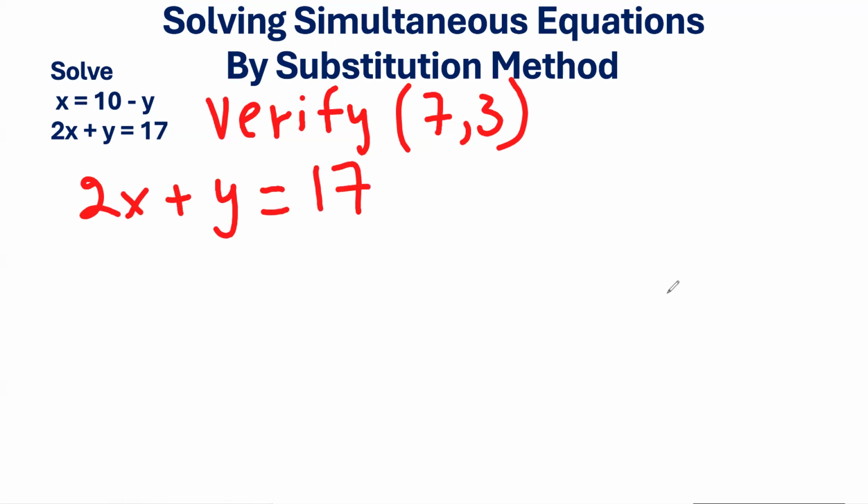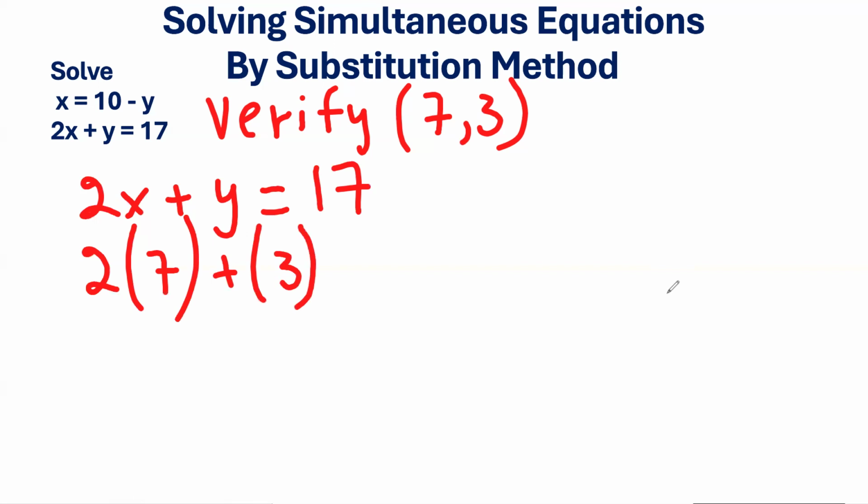Substitute the value of x. x is equal to 7. What is the value of y? y is 3. Solve it, you should get 17. The equation should be satisfied. 2 multiplied by 7 is 14, and 14 plus 3 is 17. So in this way, the left-hand side and the right-hand side are equal, and the equation is satisfied by this verification method.